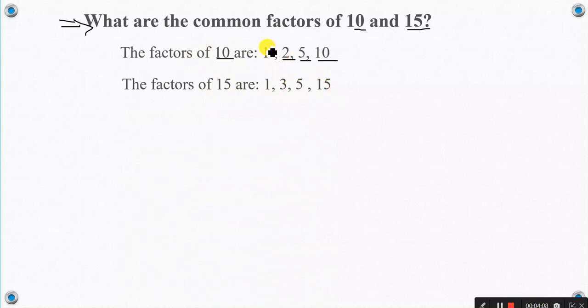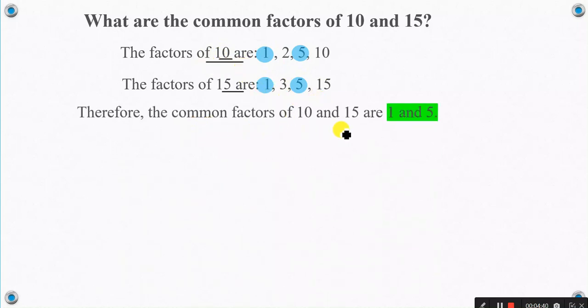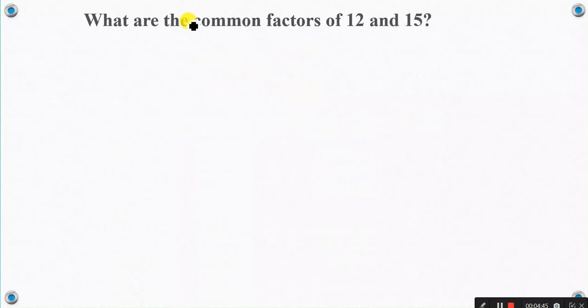As we see from here, 1 is a common factor for 10 and 15. Again, 5 is a common factor. So 1 and 5 are the common factors of 10 and 15, found in both lists of factors. So the common factors of 10 and 15 are 1 and 5. Let us do more examples.